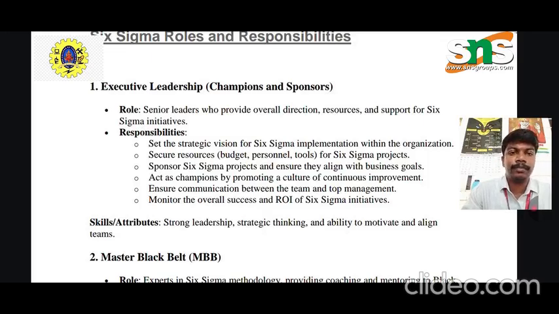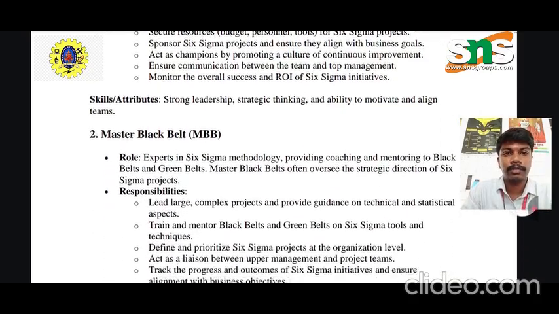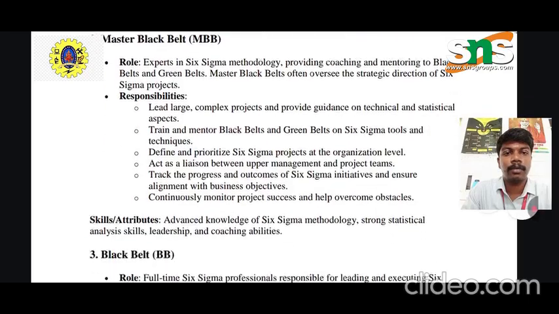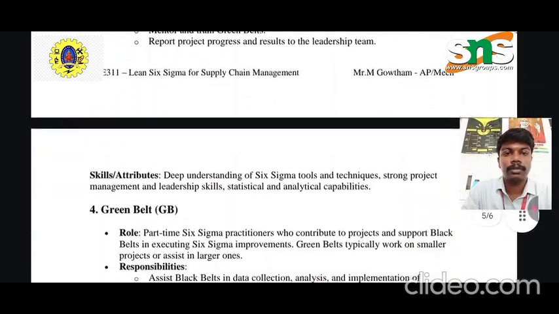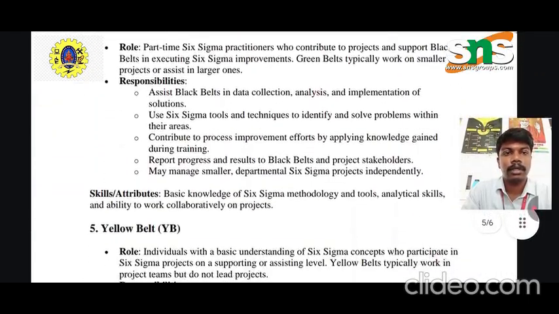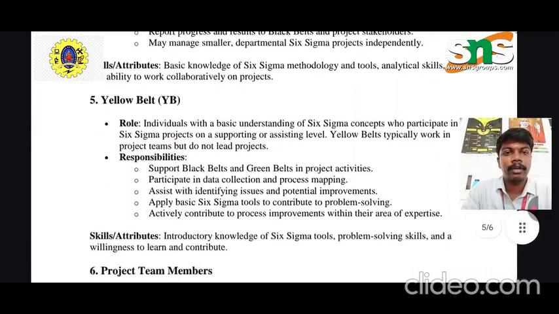Next one is sponsorship. Then act as a champion, for example, act as a leader, act as a captain. Likewise, next one is ensure communication between the team and top management. Next one is ROI and system incentives. Next, master black belt roles. Next, black belt roles. Here the green belt roles, as I mentioned earlier. And finally, yellow belt role.